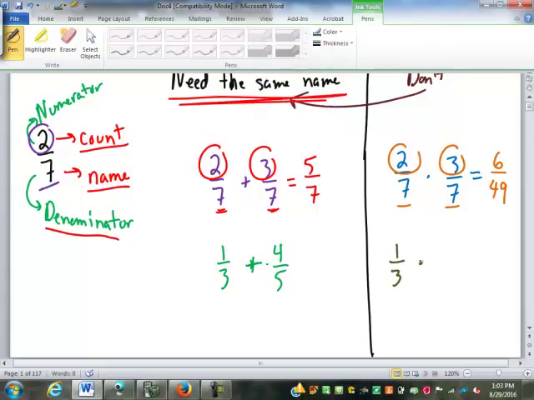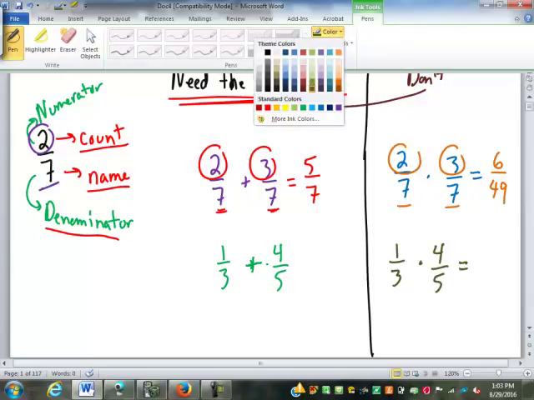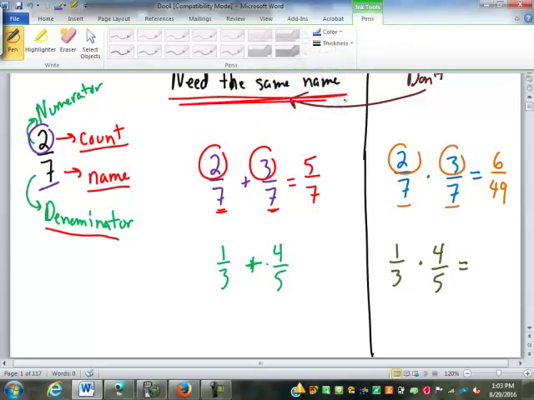What about my 1/3 and 4/5? If I did 1/3 times 4/5, do I have to have a common denominator to multiply? No, because with any number I do not need the same name. Again, that's not a special rule for fractions. When I multiply, I just combine the counts. 1 times 4 is 4. And then I also combine the names. 3 times 5 is 15. So the same rules apply for fractions. I do not need the same name to multiply, and I'm going to combine the counts and also combine the names.